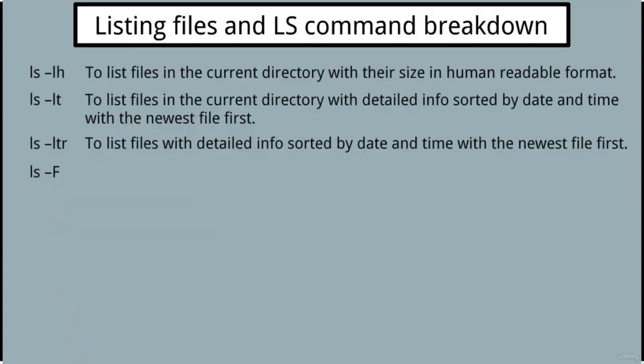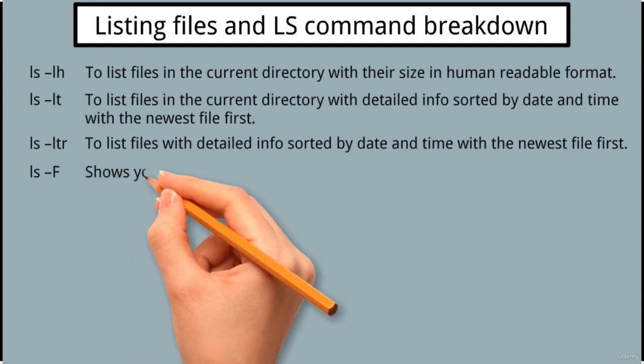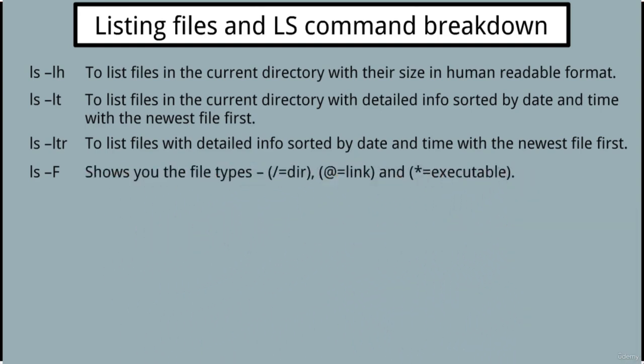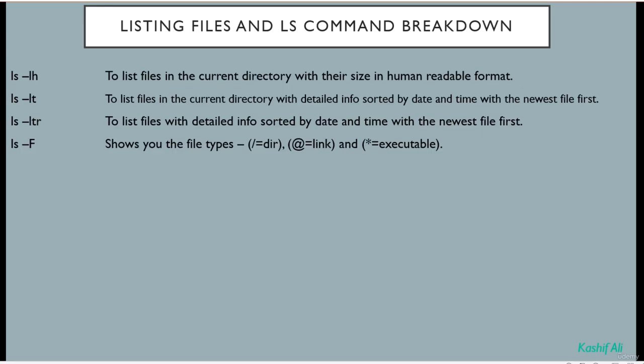ls -F. F is capital, so it's uppercase. It shows you the file types. So there are different file types. When you run a regular ls command or ls -l command, it doesn't show you what kind of file that is or what kind of directory that is, or if it's a directory or a file.